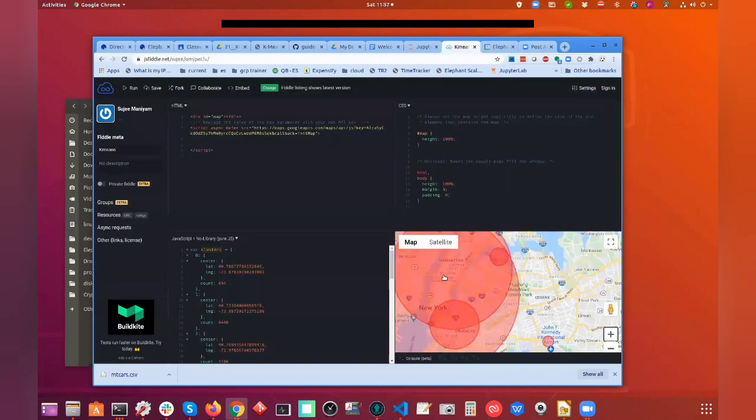So which location? What I did instead was I wanted to visually represent how the demand is. So I drew a circle. The bigger the circle, the bigger the demand.